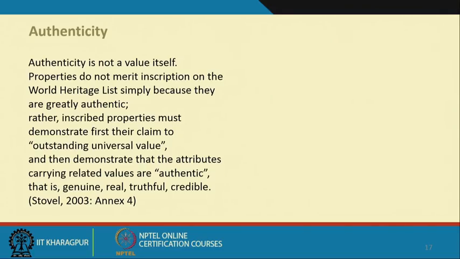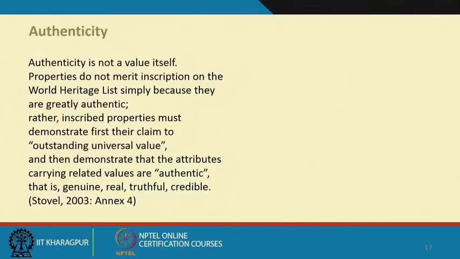Rather, inscribed properties must demonstrate first their claim to outstanding universal value and then demonstrate that the attributes carrying related value are authentic, that is genuine, real, truthful and credible. So, I am quoting that. This is very important to understand. Authenticity itself is not an essential prerequisite for being declared a World Heritage Site. What is important are the values and the attributes, how the attributes explain the value, and then we have to see how much of the original remains, and that is a measure. So, this subtlety must be understood.